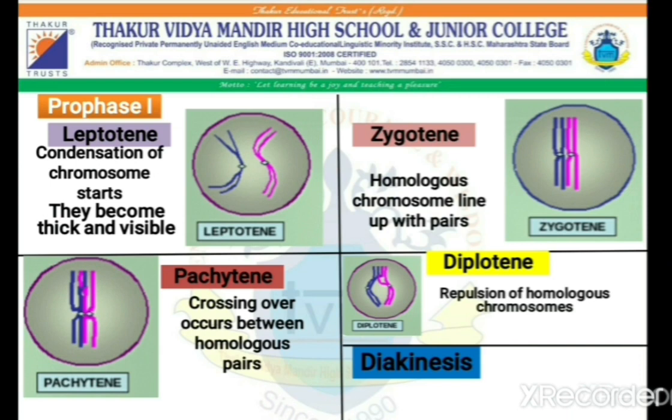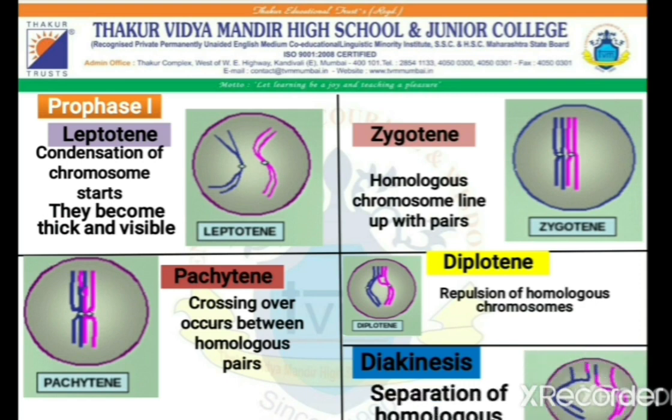And the repulsion of the homologous chromosomes, which started in diplotene, continues in diakinesis, and in diakinesis, if you observe it properly, the two homologous chromosomes start separating. That is, finally they are separated as homologous chromosomes.